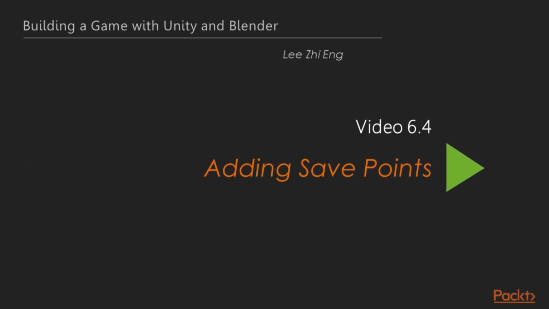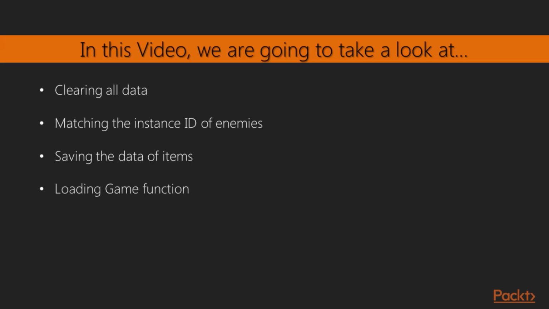Welcome to the last video of the section, Adding Save Points. In the previous video, we improved the enemy AI. In this video, we will first clear all the previously saved data. Then, we will match the instance ID of all the enemies and save the data of all the items. Finally, we will write the load game function used to restore the saved data.